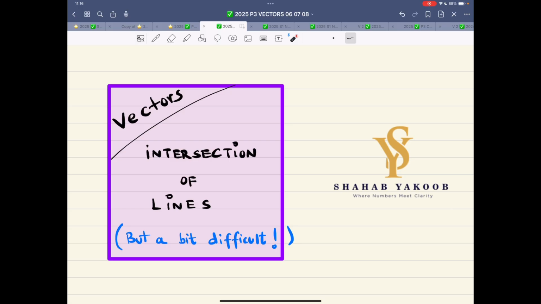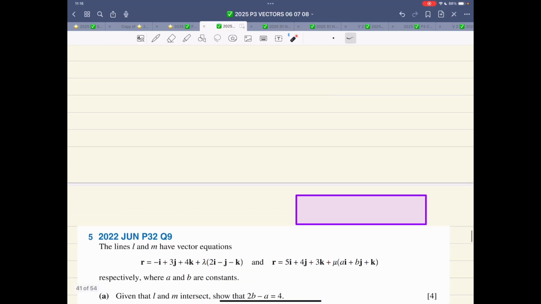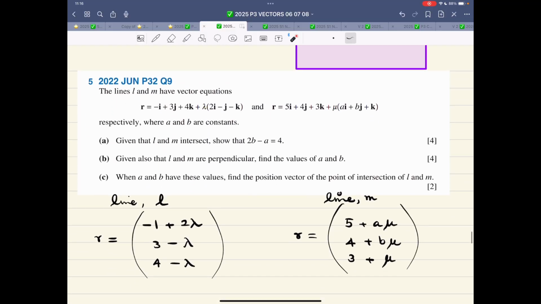So now we will be solving a question of P3 vectors. It's technically about intersection of lines, but what does it say over here? It's a bit difficult. So now let's look at the question. The question is of June 2022, variant 32, question number 9.